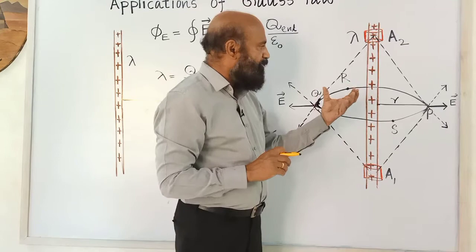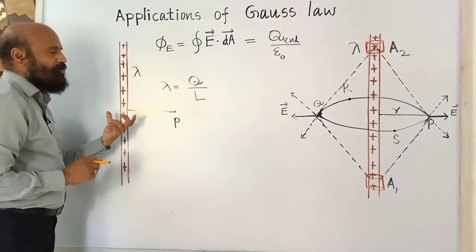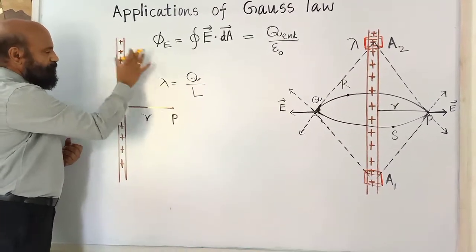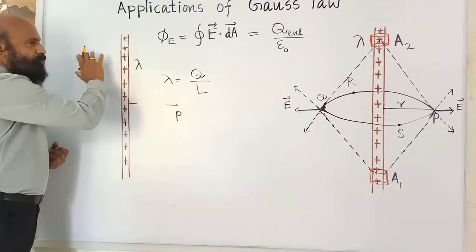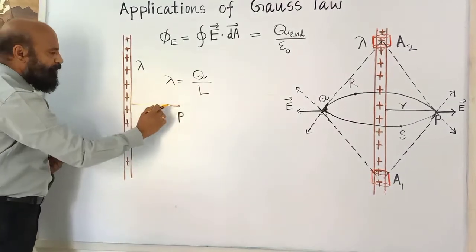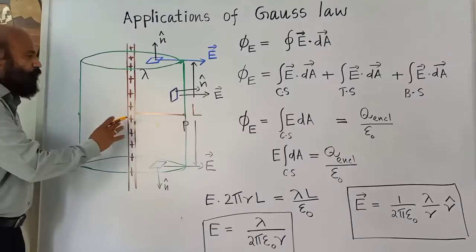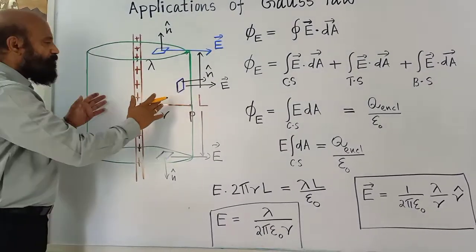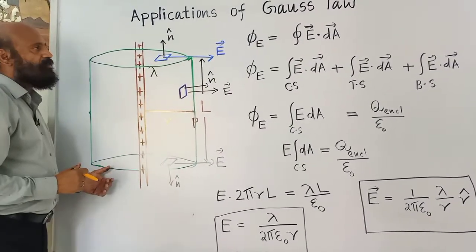So there is a cylindrical symmetry. So here we have to consider a cylindrical Gaussian surface of radius r and length L. So Gaussian surface is cylindrical. In the case of an infinitely long charged wire, there is a cylindrical symmetry, so we considered a cylindrical Gaussian surface.